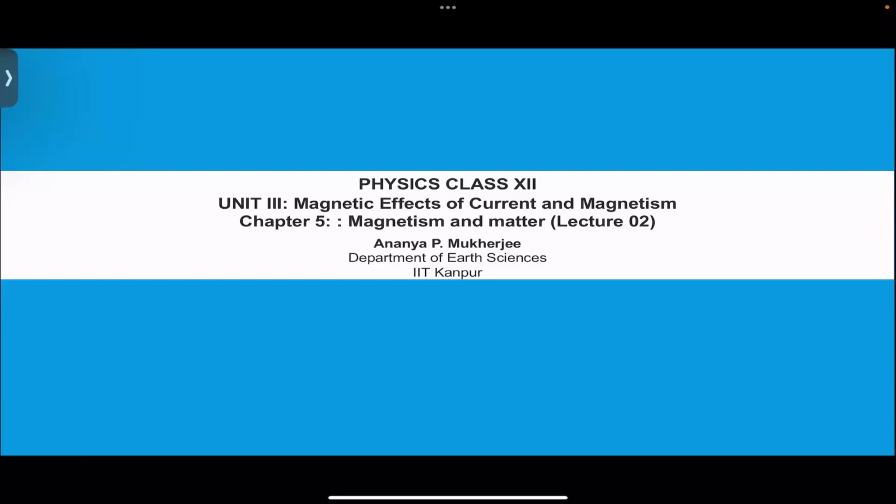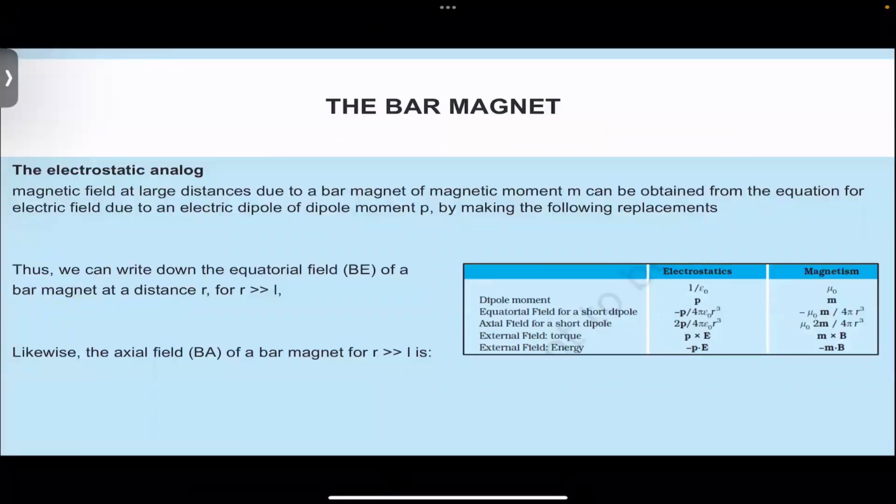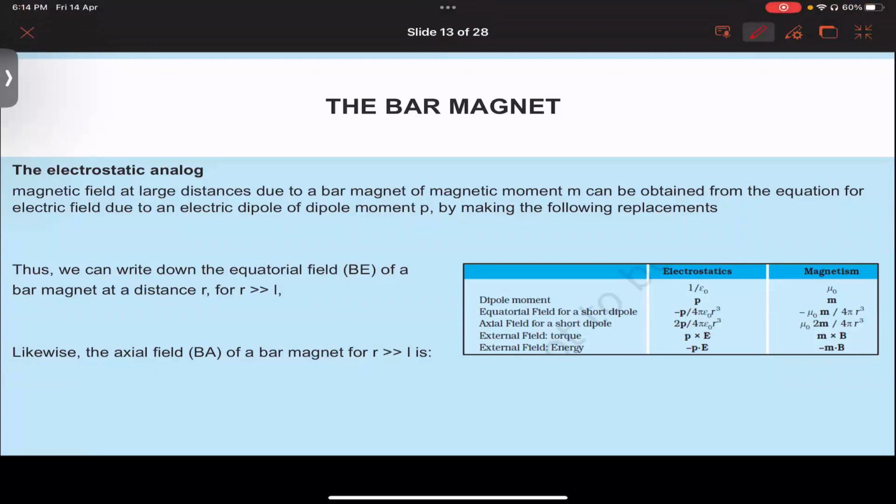We also found out magnetic moment, and we also saw there's a relation between magnetic potential energy with magnetic moment and the magnetic field. There was a little part of it that was left, that was the electrostatic analog of the bar magnet. You can consider the bar magnet as a magnetic dipole, like an electric dipole.